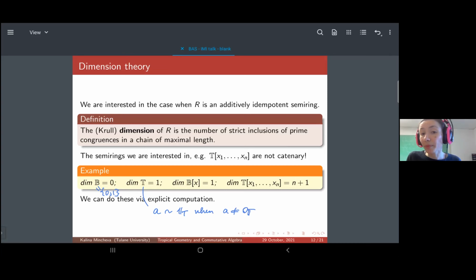The dimension of the polynomial semiring over B is 1, which is good. The dimension of a polynomial semiring over T is the number of variables plus 1, and this is because the dimension of T is 1. You can compute these by explicit computation using this thing that I introduced, that primes correspond to matrices. We can exploit that to construct an explicit chain. Now, this is all very nice, and we would ask, is this true in general, or is this somehow very specific to these two semifields that I picked?